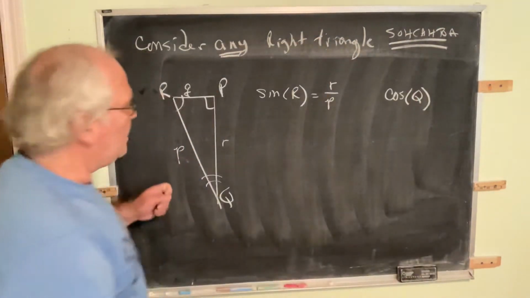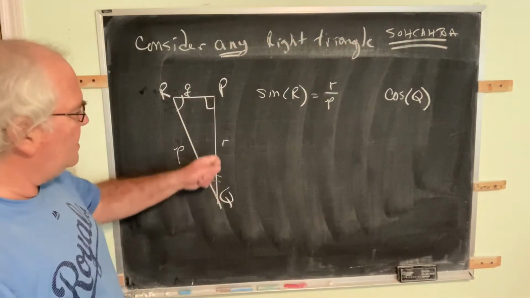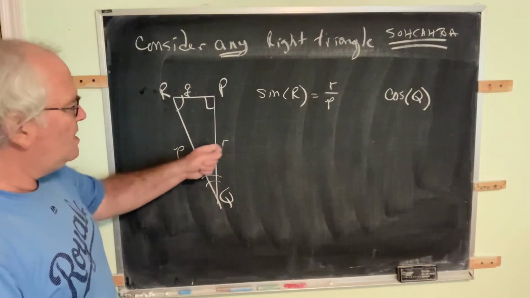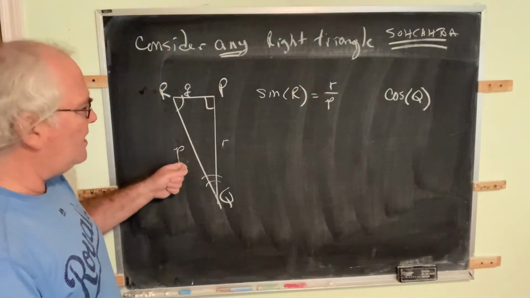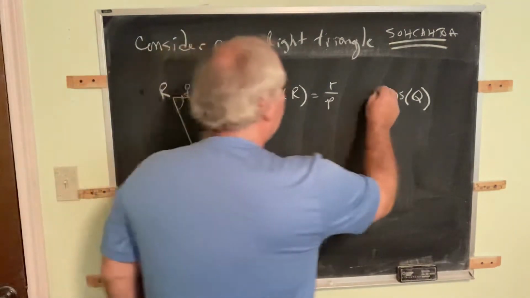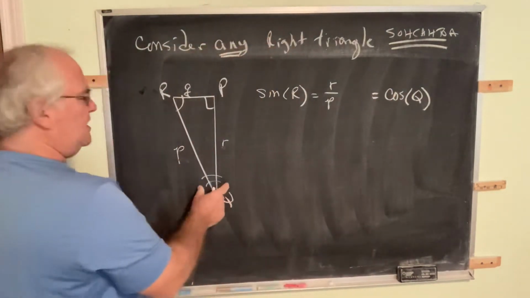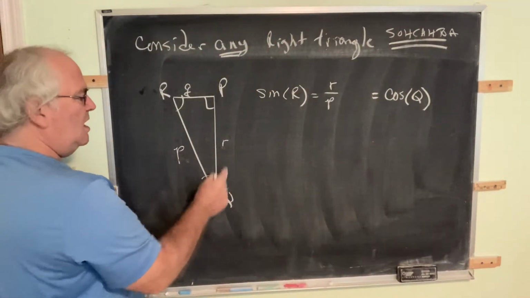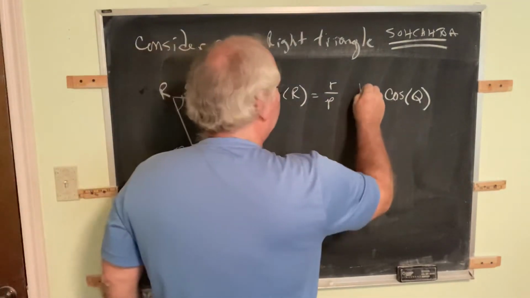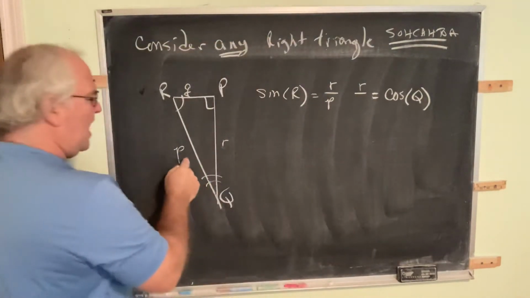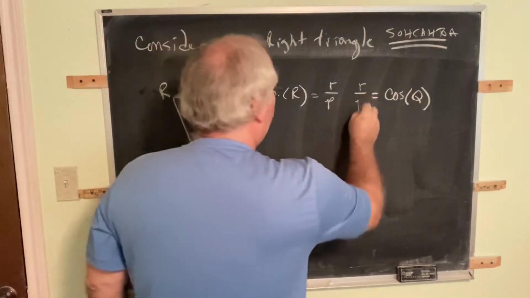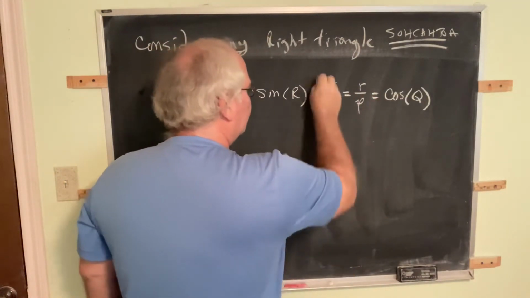We know that cosine is adjacent over hypotenuse. Cosine is adjacent, which side is adjacent to angle Q? Little r. Little r is adjacent to angle Q, over hypotenuse. Hypotenuse is known to be lowercase p. But look, those are the same.